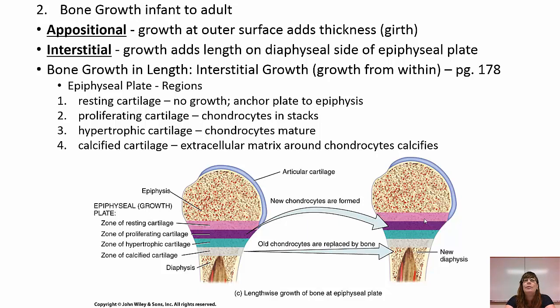The next area is proliferating cartilage. You have chondrocytes, which are stacked up, so growing cartilage. The third zone is hypertrophic cartilage, where you have mature chondrocytes. And then the fourth zone is calcified cartilage, where the extracellular matrix actually surrounds the chondrocytes and calcifies. So the old chondrocytes are replaced by bone there.